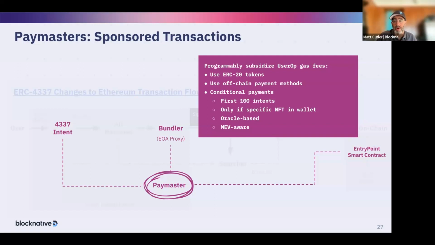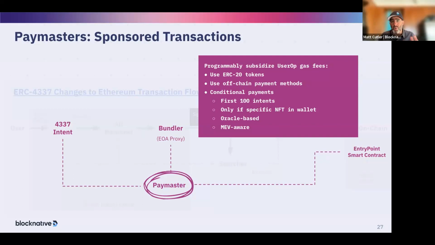Paymasters will allow user op gas payments with any ERC-20 token, or even an off-chain payment mechanism like a credit card, or maybe even like airline miles. So Paymasters have a lot of discretion, a lot of control, a lot of optionality here to basically streamline and facilitate the fees and how fees get paid on Ethereum transactions.